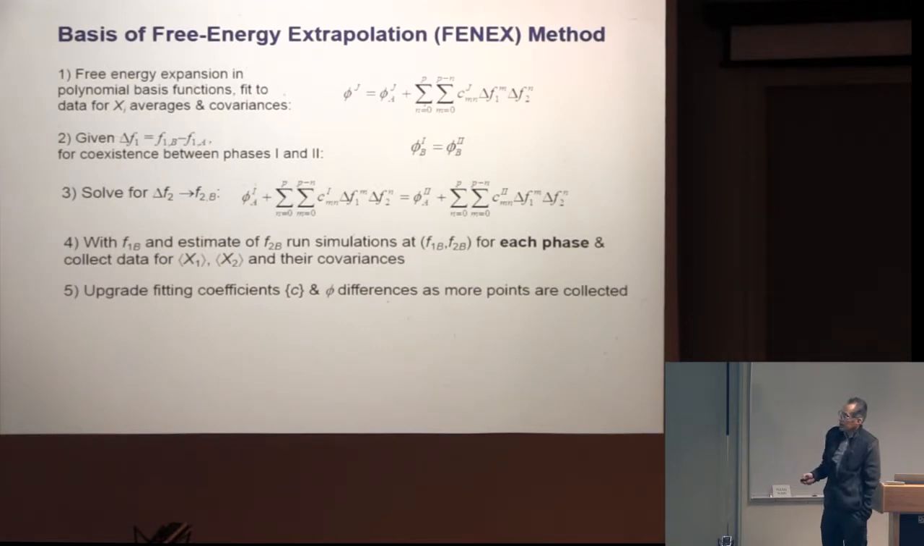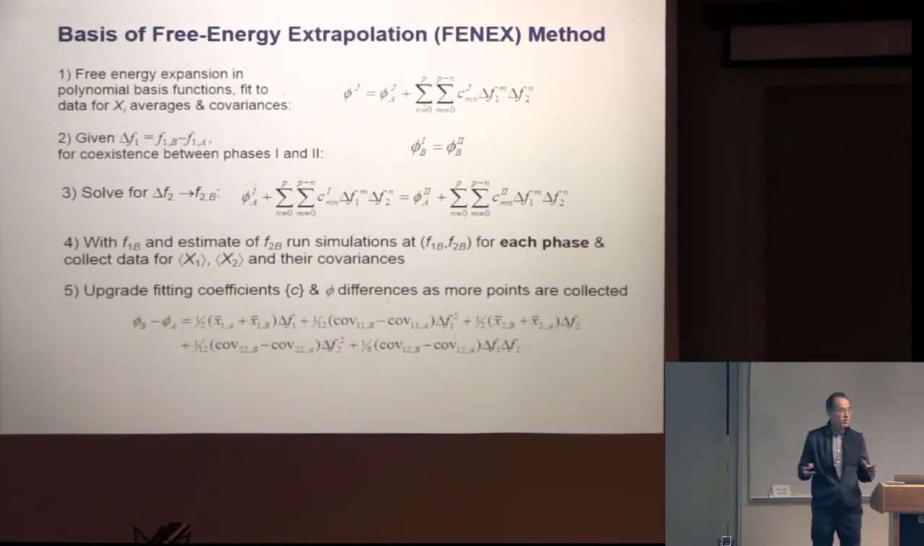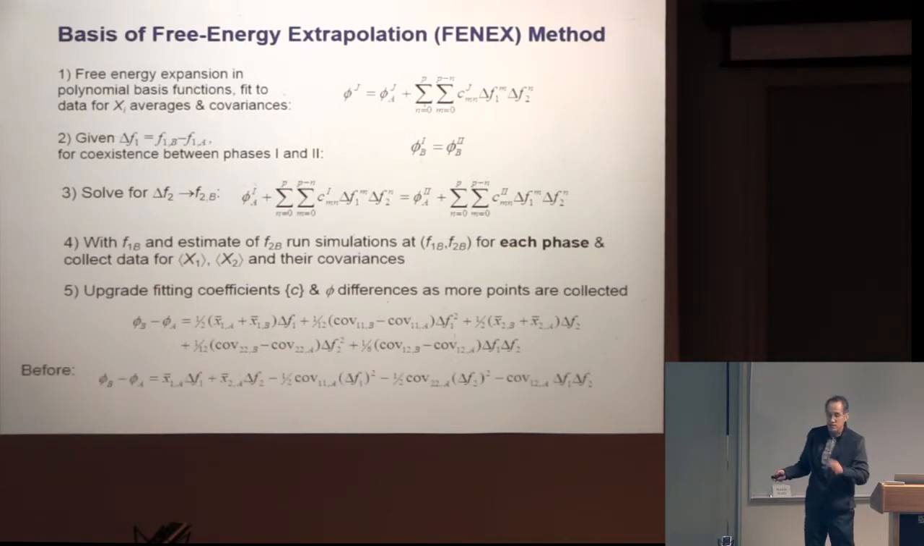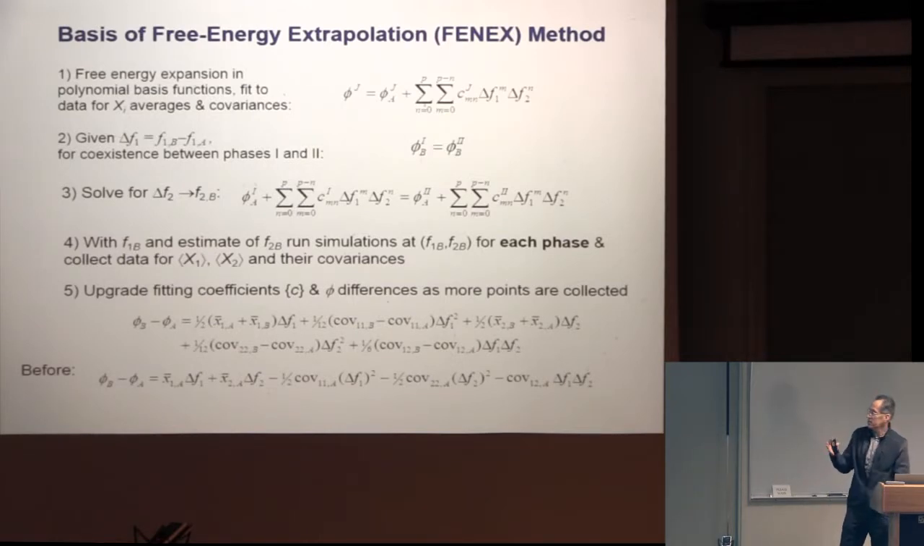This is an example of using a fourth order polynomial. This is the equation that it produces for the free energy difference between B and A. Notice the difference between this and the expression I showed you before, which was just a simple Taylor expansion around A. This expression uses information from both A and B, and hence it's much more accurate. As far as we have tested it, it's extremely accurate in getting free energy differences.